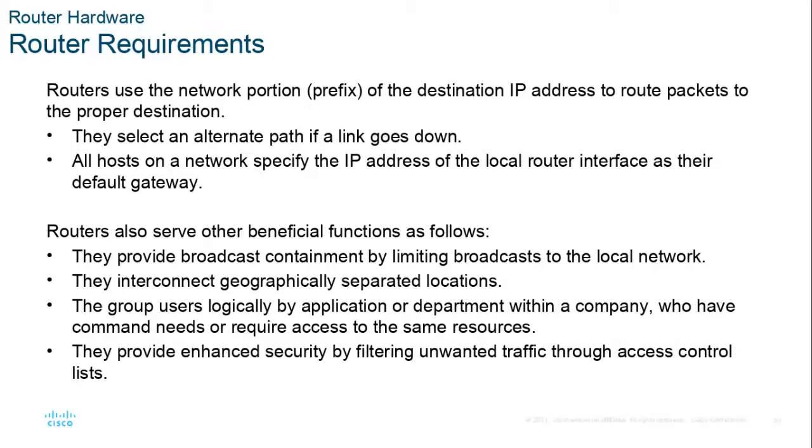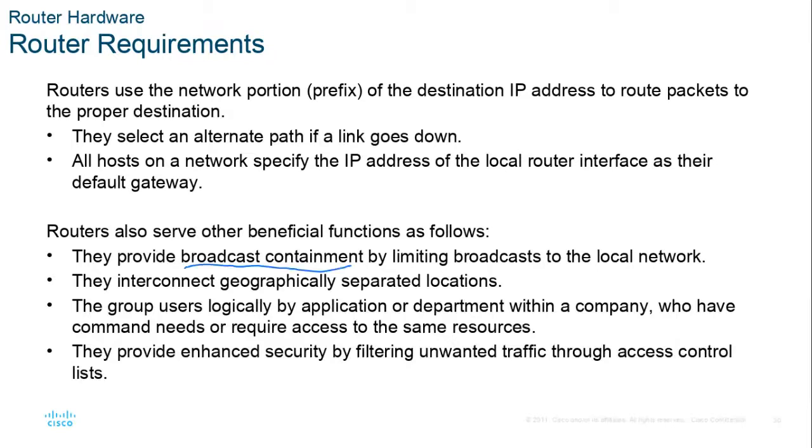If there's more than one path available, we can have fault tolerance, we can have redundancy. All host machines on the network, he's talking about employee or student desktop machines, will specify that default gateway address. That's the IP address of the local router interface for them to connect to other networks that are not in their room. So routers normally do not forward broadcasts.